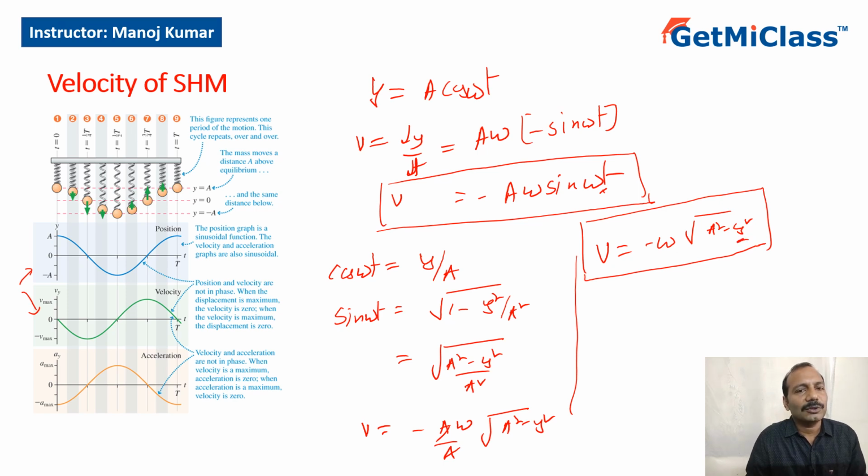Now at mean position, what is y? y is 0. So at mean position, velocity is omega into a. That is the maximum velocity that we can have. At extreme position, y equal to a, so the velocity would be 0. So a particle would be at rest momentarily at extreme position and it will have maximum velocity at mean position. In this way we can find velocity of SHM.